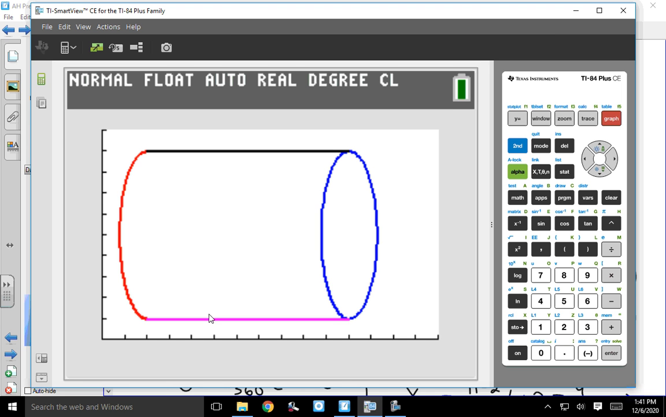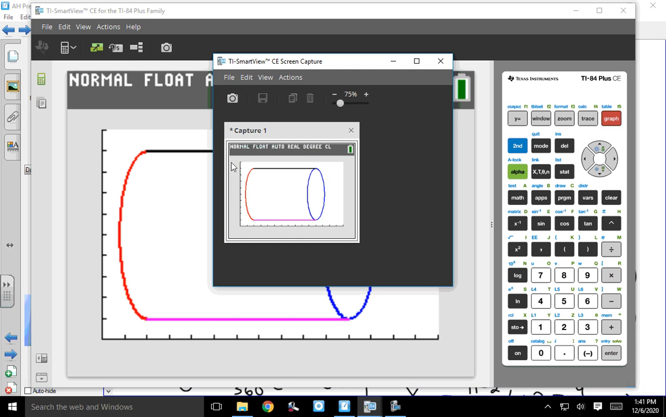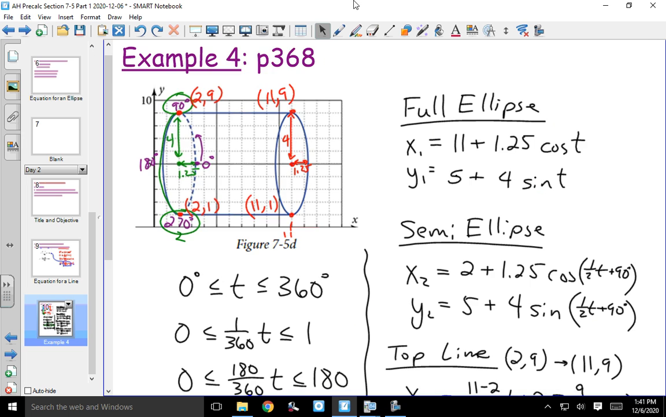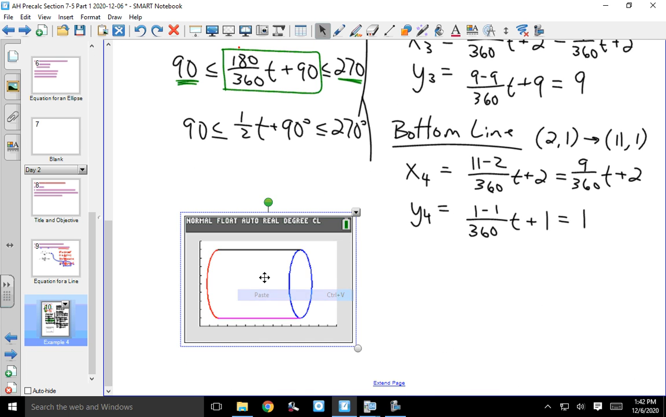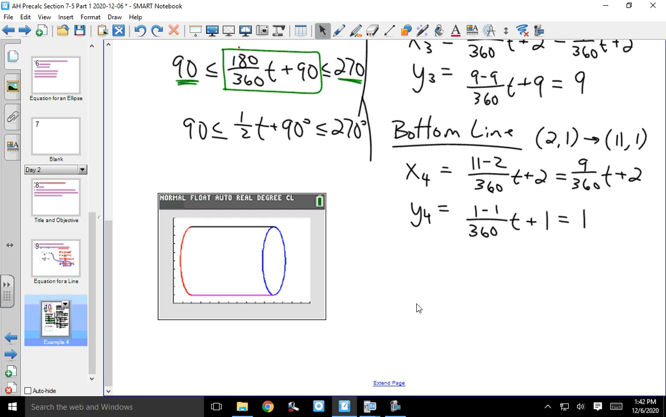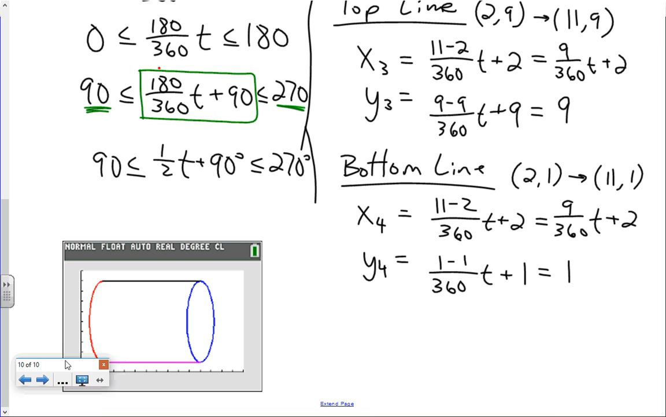All right, but I do want to see all the solid lines sketched there. So the full ellipse, the semi-ellipse, and then your two horizontal lines gives us that cylinder. Grab a picture of that. We'll paste it in here. That looks like a really good sketch that we ended up with. All right, and that's the end of the second half here of section 7-5.